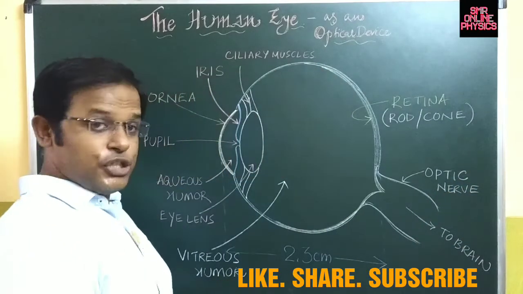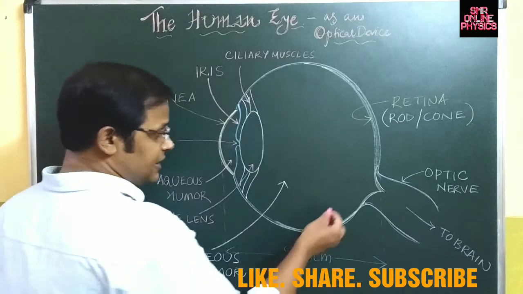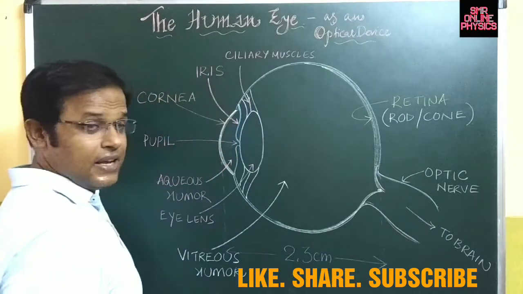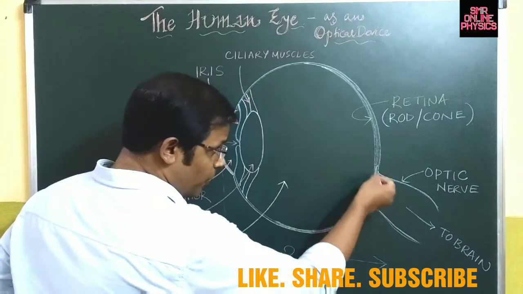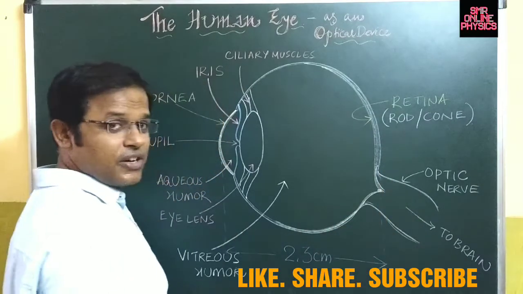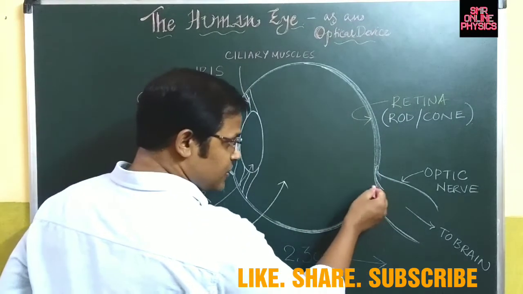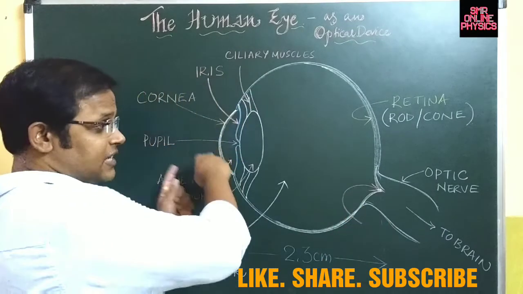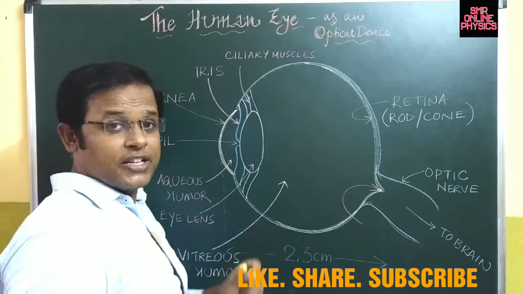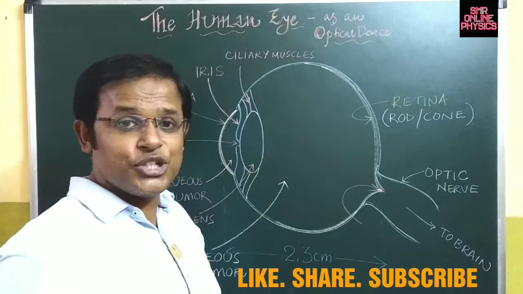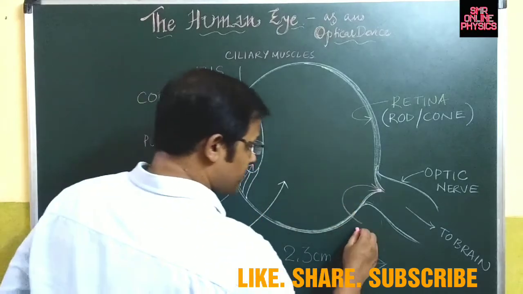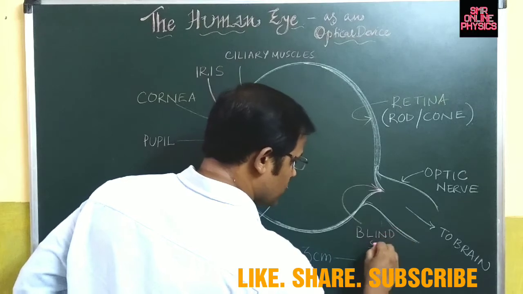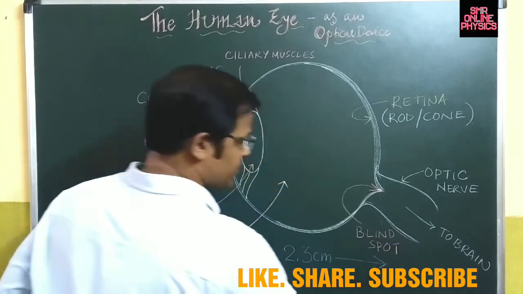So there is a place on my retina where the light sensitive cells are completely absent, and that is the place where the optic nerve pierces into the retina. Since this place does not have any light sensitive cells, if light happens to get focused onto that point, the signal will never reach the brain. So this place is aptly called the blind spot. This is the blind spot.